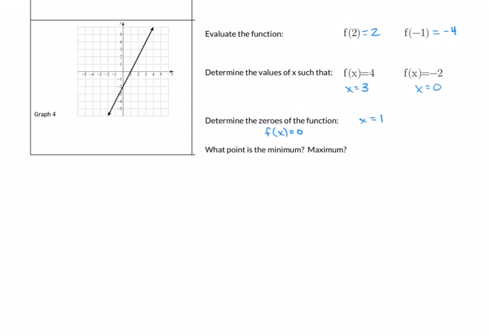Okay, minimum and maximum. This actually has no minimum. This arrow indicates that this graph keeps going down. For maximum, we have an arrow at this end that goes forever up. And so we have no max either.